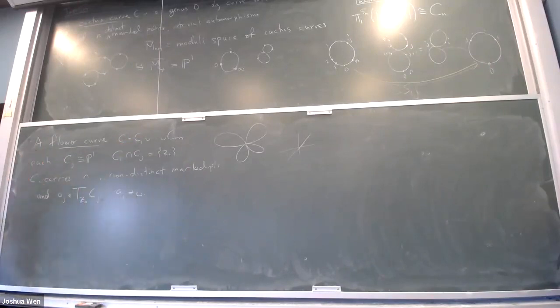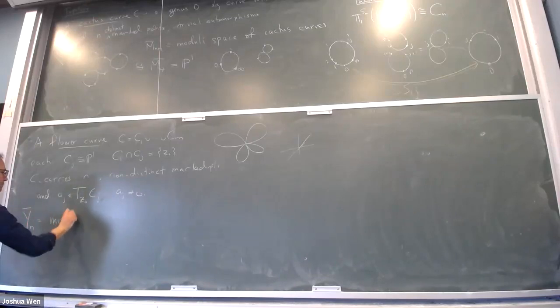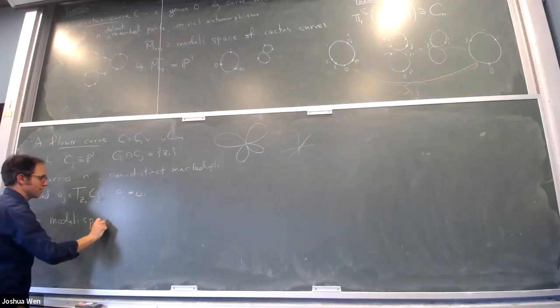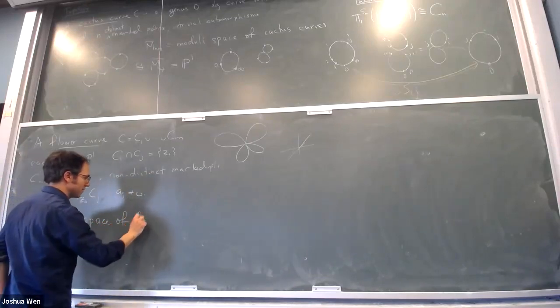That's the data. So again, we consider these things, we only pick ones that have no automorphisms, and then we consider these things up to isomorphism. And that defines a moduli space, which I call Y_n bar, the moduli space of these curves, which I call flower curves.